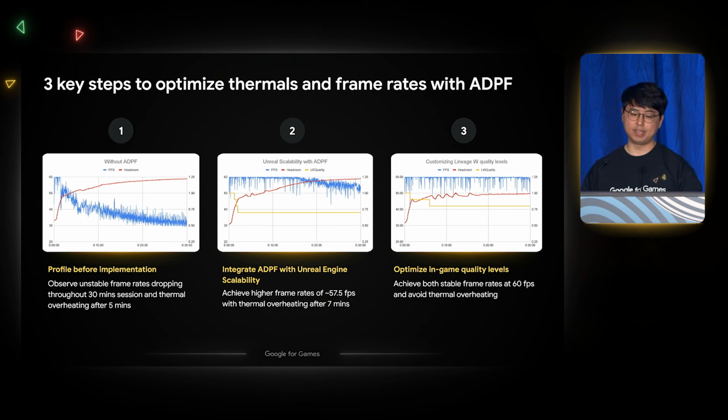Harness Unreal Scalability. Experiment with Unreal Scalability even if it offers only a modest performance gain. This will help you get a performance benefit without much effort. Customize in-game graphic settings. Optimize your in-game graphic quality levels. These settings should be thoroughly tailored and specialized to your game content. Ensure smoother frame rate and better thermal management.